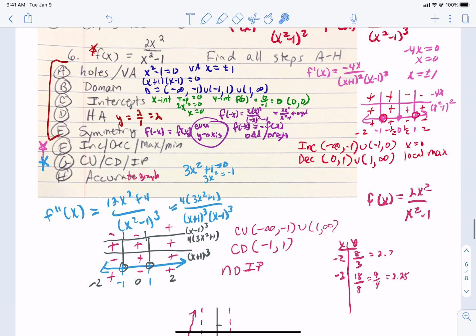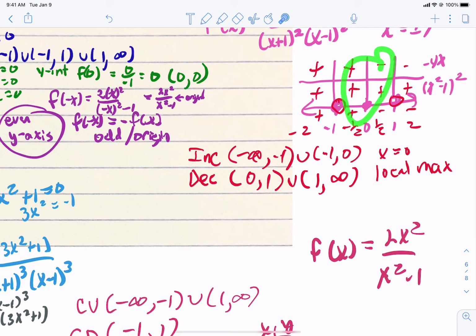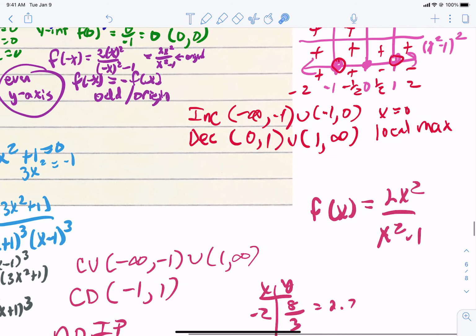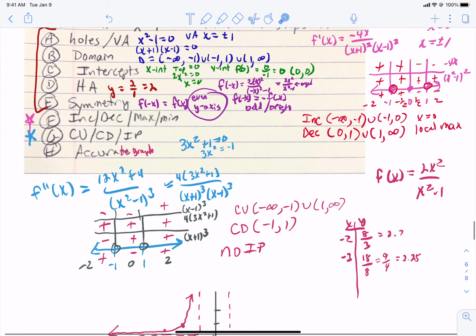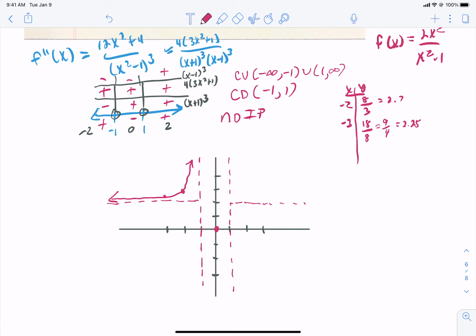Now let's look at the middle piece. From this piece, we can see that it should be increasing and decreasing. And this piece tells us that it was concave down. So does it make sense? It looks like kind of an upside down parabola. So if you put those pieces together, you should get something like this. If you are unsure, plug in a point.